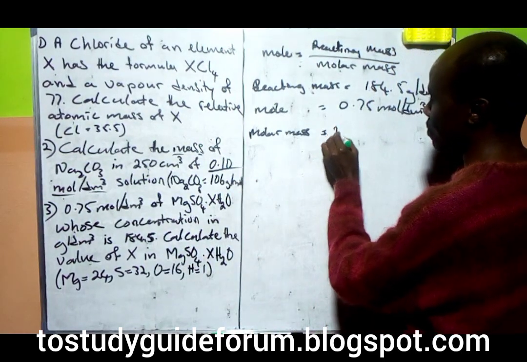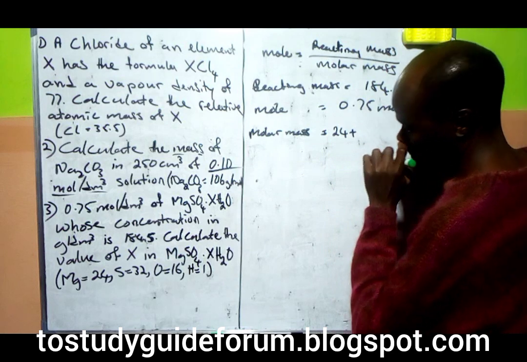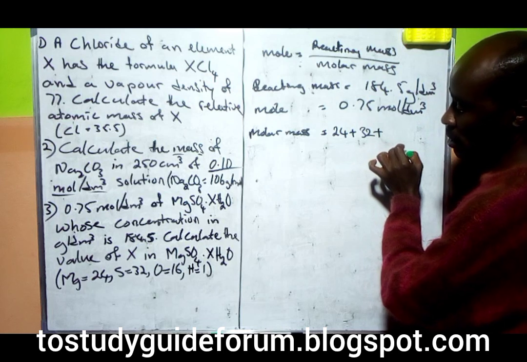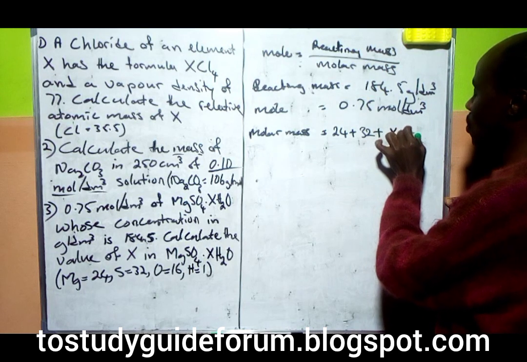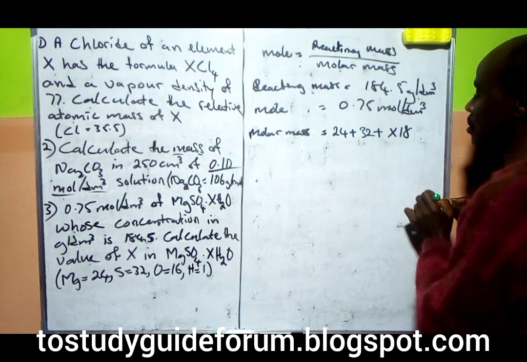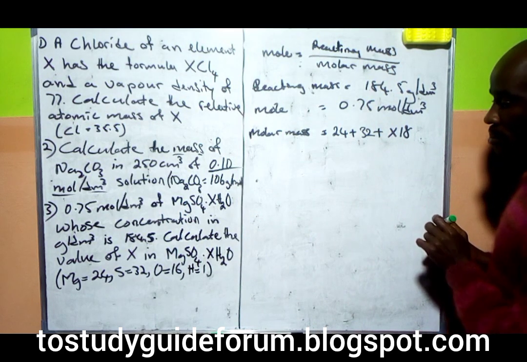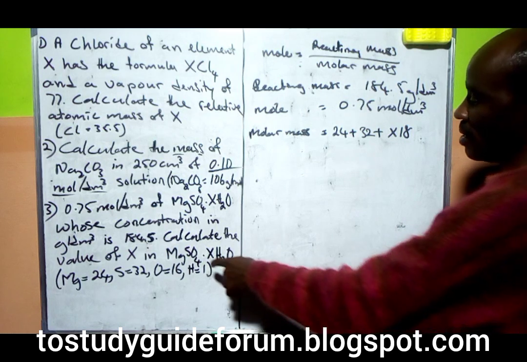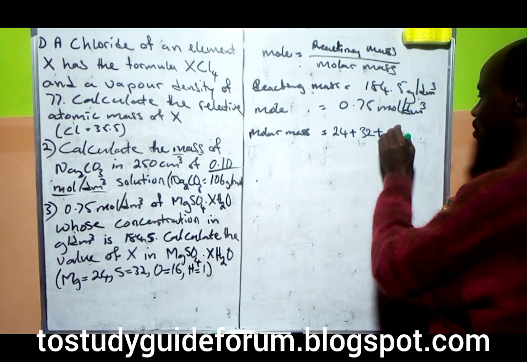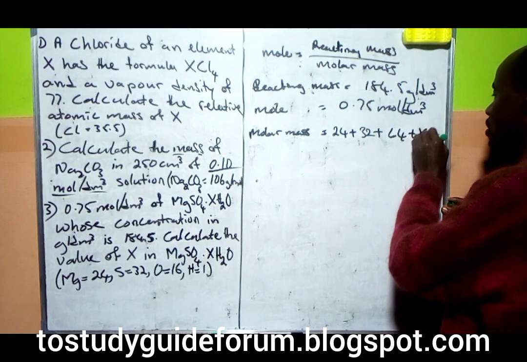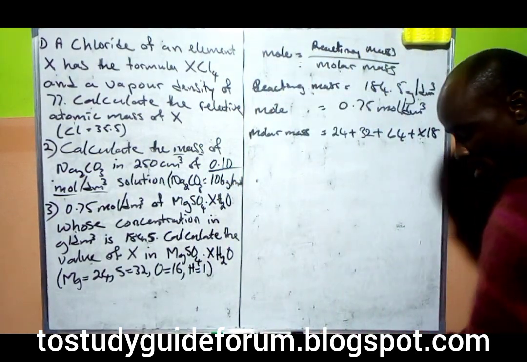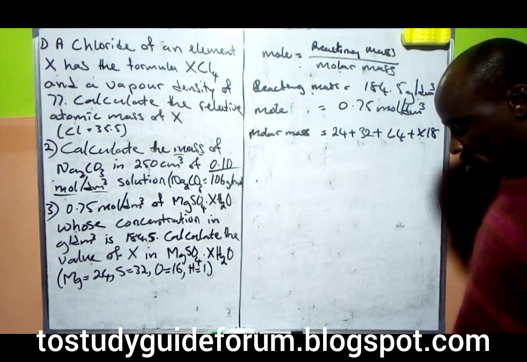magnesium is 24 plus sulfur, which is 32, plus what again? Plus x, when you add up everything about water here, we have 18. Oh, we missed something there. That of oxygen. Oxygen, that is 4 times 16 will give us 64, plus x 18. I think it's correct now. Let me be sure of what I did there. 16 times 4 will give us, okay, 64.